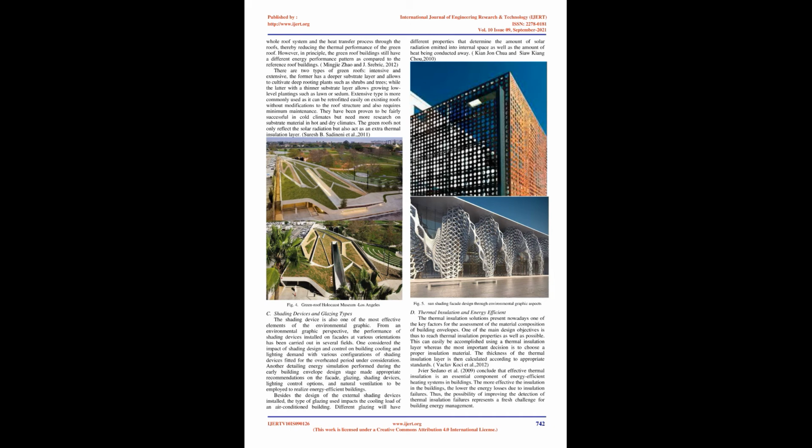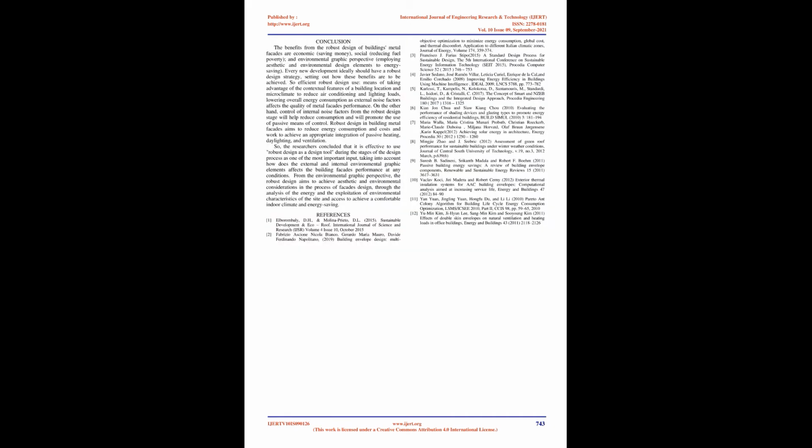Shading devices and glazing types. The shading device is also one of the most effective elements of the environmental graphic. From an environmental graphic perspective, the performance of shading devices installed on facades at various orientations has been carried out in several fields. One considered the impact of shading design and control on building cooling and lighting demand with various configurations of shading devices fitted for the overheated period under consideration.